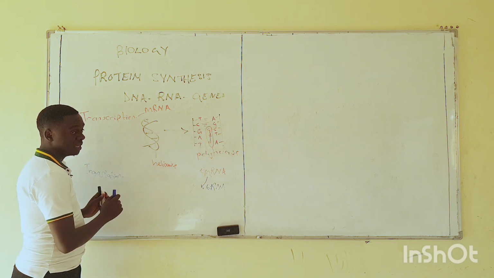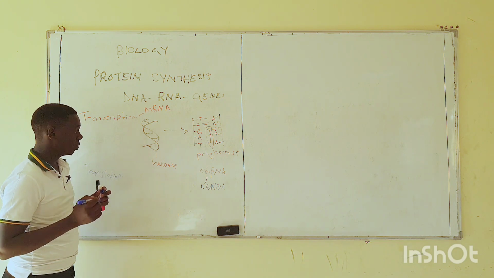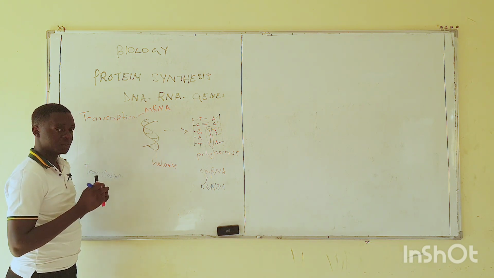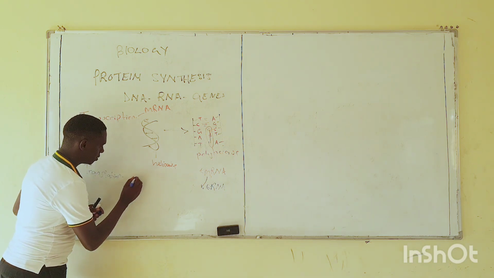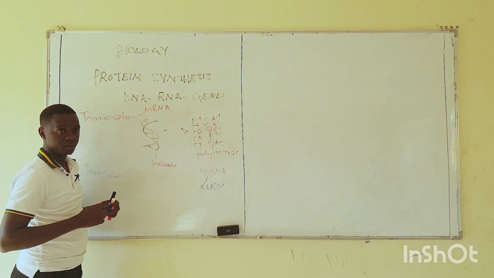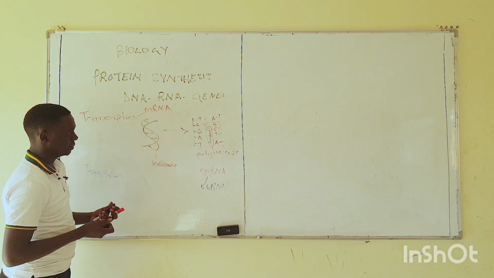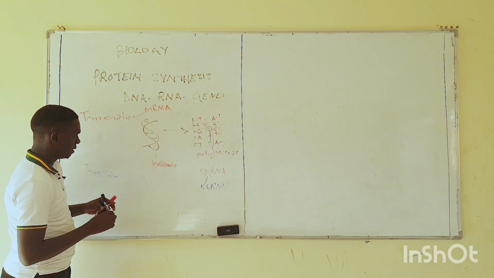Now, this occurs in the ribosome. Remember, the ribosome has two subunits. We have the small one and the large one. The large and the big subunit.